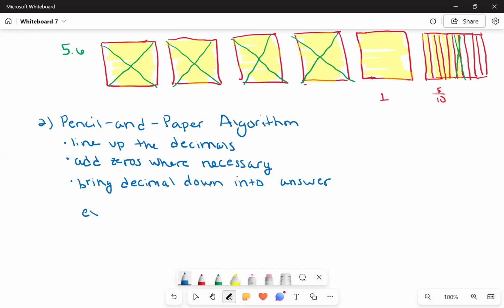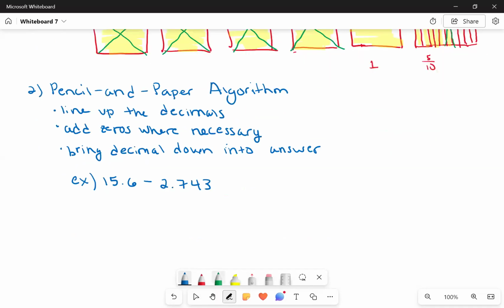15.6 minus 2.743. Okay, they gave it to us nicely where we have the larger number first. So I'm going to put the 15.6 and line the 2 up under the 5, 7 under the 6, and then 4, 3 are kind of floating over here. So I'll add a couple zeros.